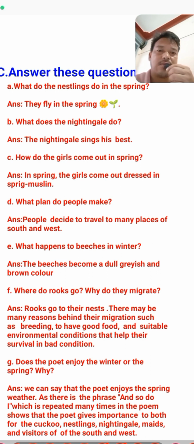How do the girls come out in spring? In spring, the girls come out in spring muslin. It's a kind of dress. What do the people make? People decide to travel to many places of south and west. E number, what happens to beeches in winter? Beeches become a dull grayish and brown color.